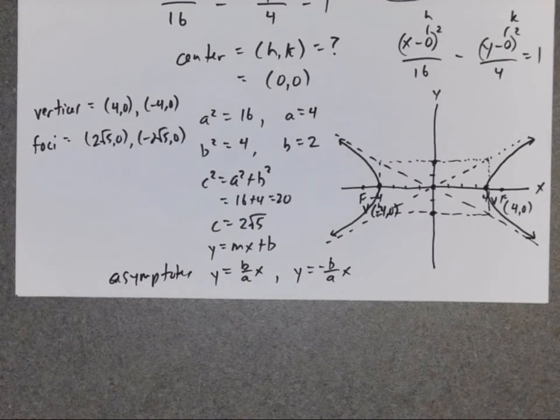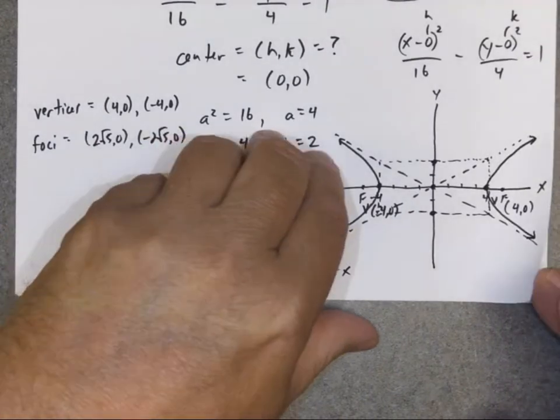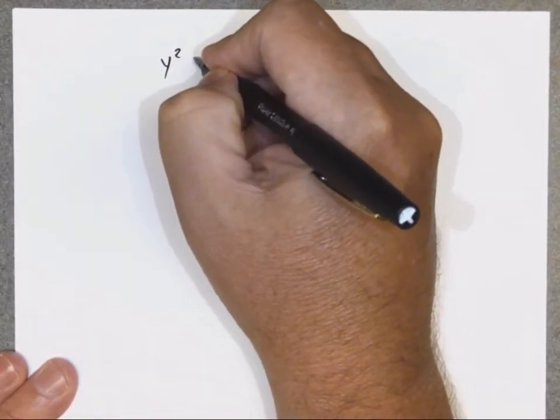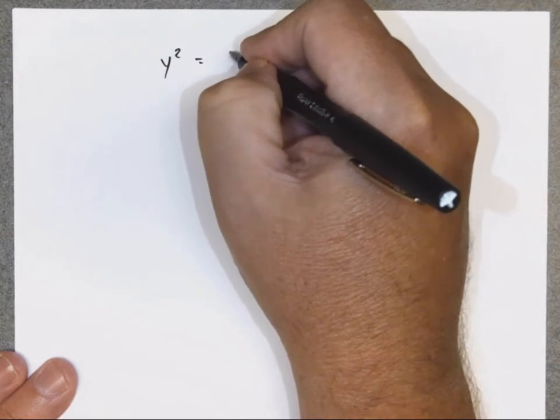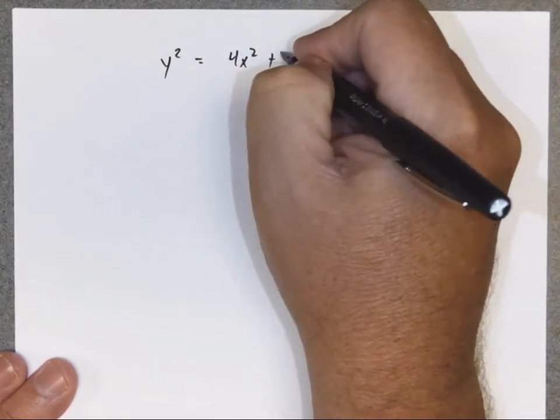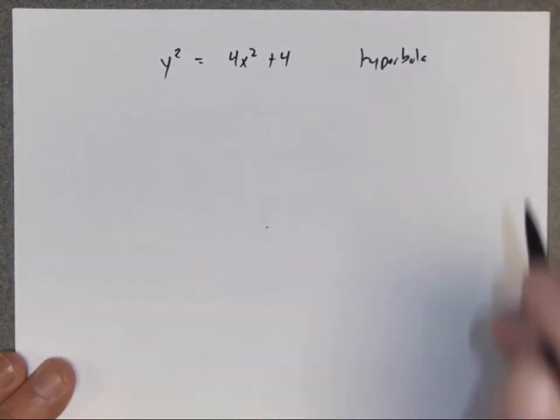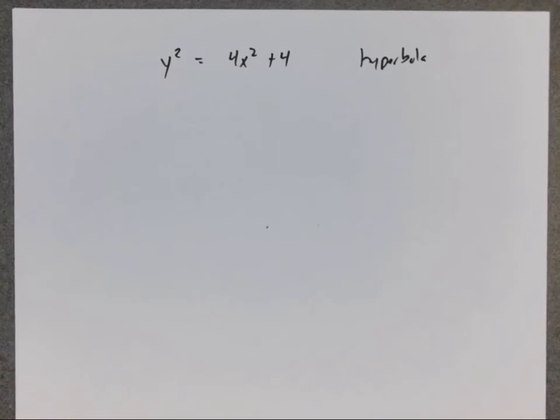All right, so we've completed this hyperbola. Let's just do a few more. What if you're given this equation? You're told it's a hyperbola, and you're asked to graph it and give all the important information.